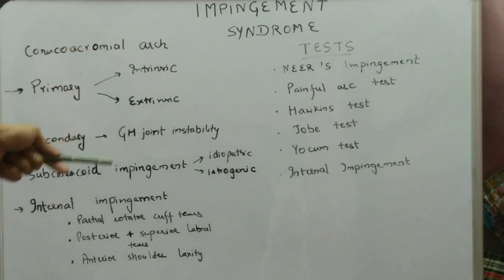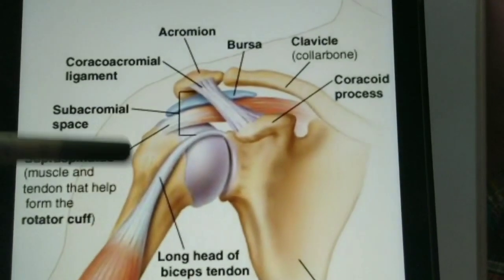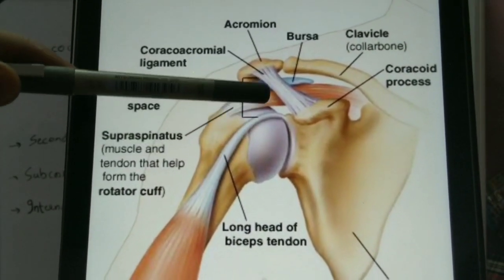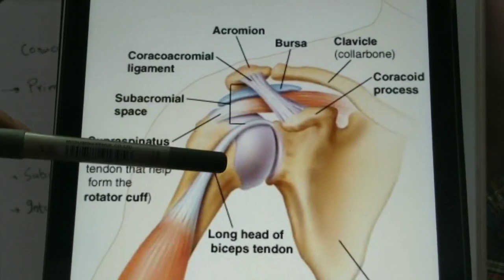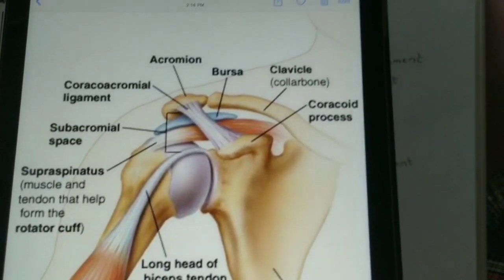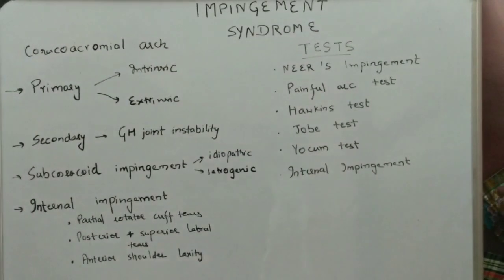Now talking about the secondary, in secondary the cause doesn't lie in the coracoacromial arch, it lies in the glenohumeral joint. This glenohumeral joint is unstable, which will cause superior or anterior subluxation of the joint, which will decrease the space in this region. So this was about the subacromial impingement.